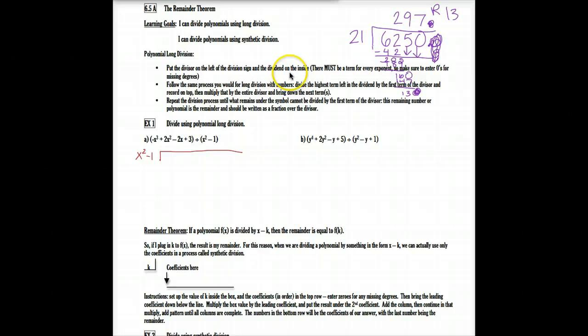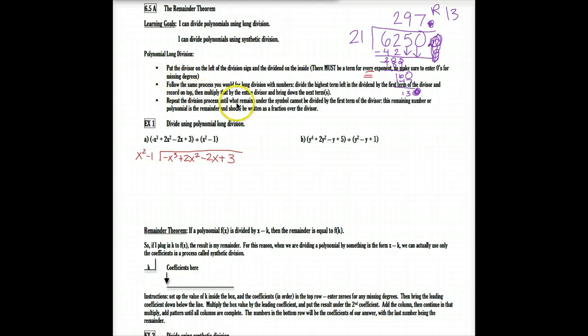The dividend has to go on the inside. That's what you're dividing into, the first one. Notice there must be a term for every exponent. So that means if you're missing a degree, you have to enter a 0 as a placeholder. Now here, my highest exponent is 3, so I start there. I do have an exponent of 2, so that's good. I also have an exponent of x to the first, that's this term, and then my 3. So I wasn't missing any degrees here, I had everything.